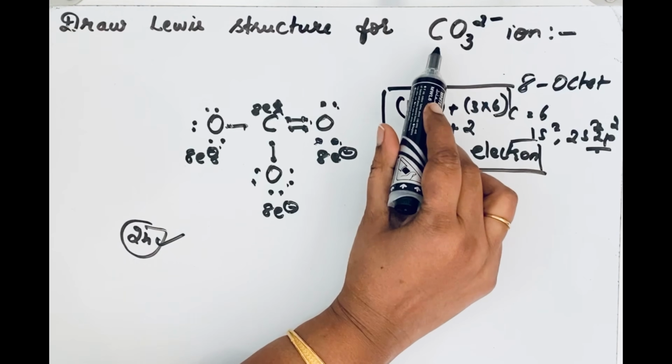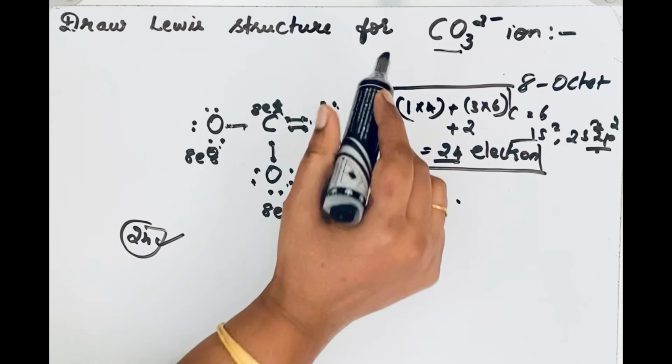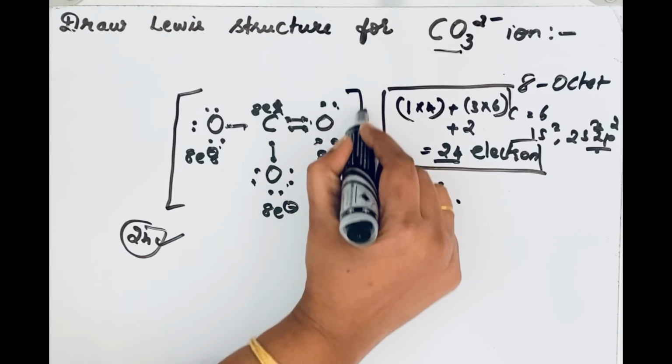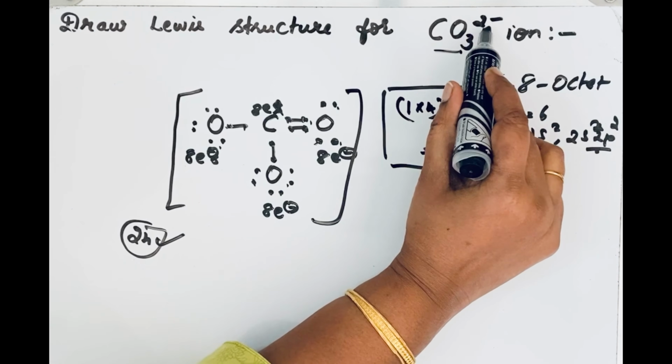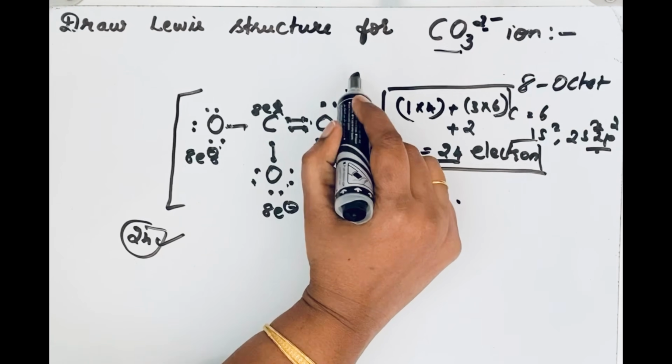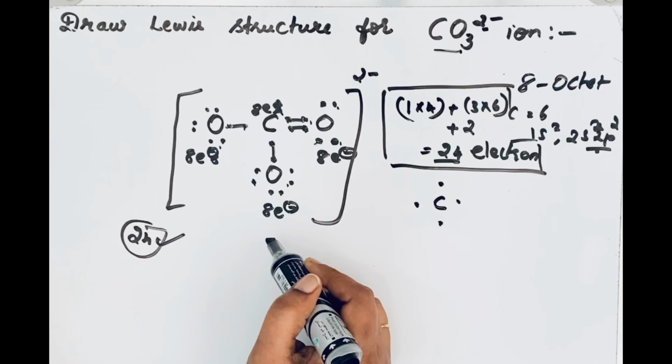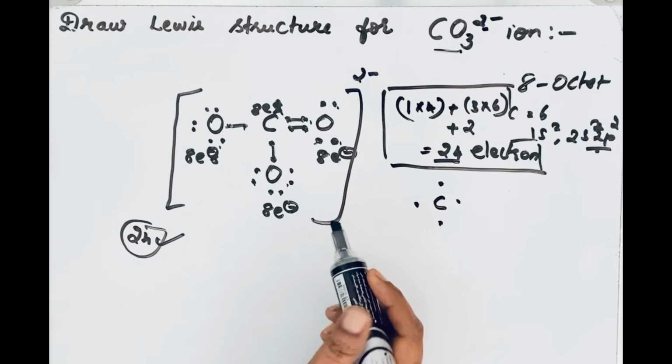But this is a polyatomic ion, isn't it? So whenever polyatomic ions are there, you just put a bracket, and this charge number is written on the topmost side. So this is the Lewis structure for the carbonate ion.